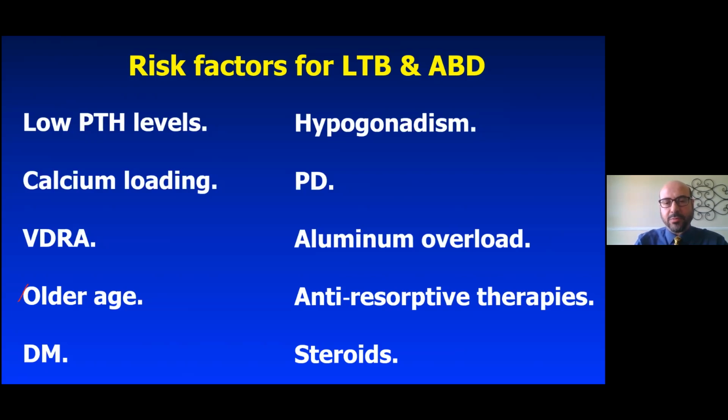Hypogonadism, both in menopausal women, as Dr. Salwa said. BD patients, nobody mentioned them, I think, but BD patients tend to have more adynamic bone disease. Aluminum toxicity: there is a relationship between PTH and aluminum. A higher PTH level prevents aluminum from accumulating in the bone. If you cut down on the PTH and have adynamic bone disease, it can induce aluminum toxicity, and aluminum can also induce adynamic bone disease.